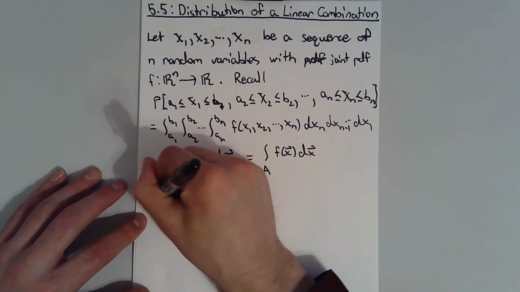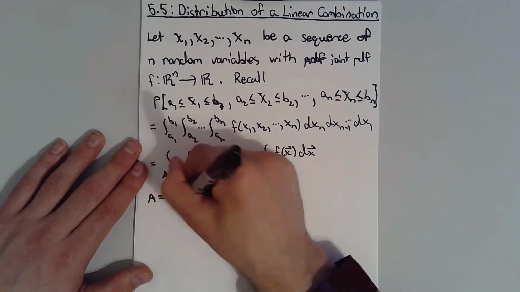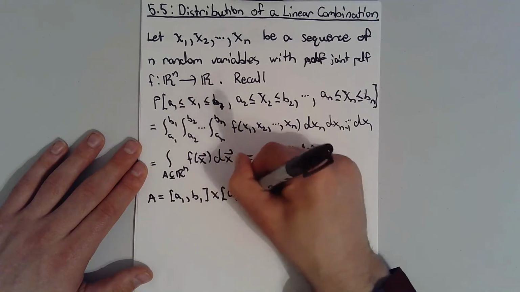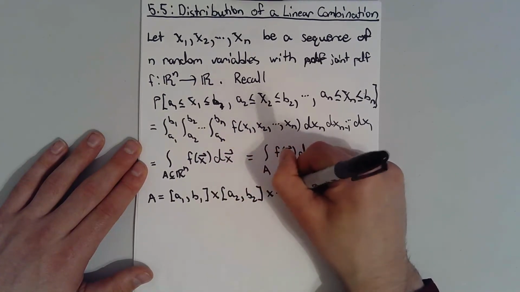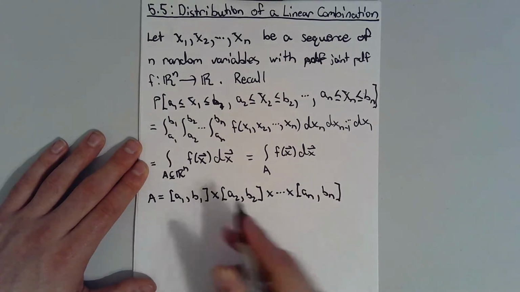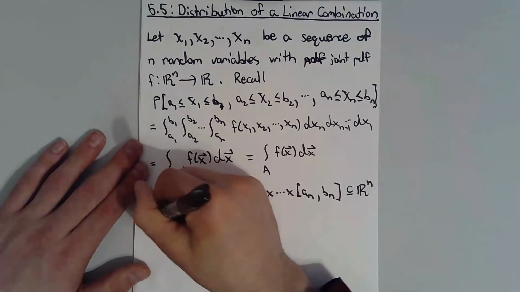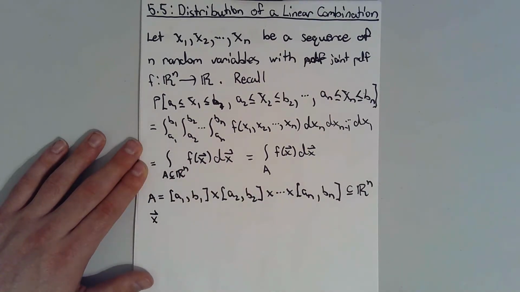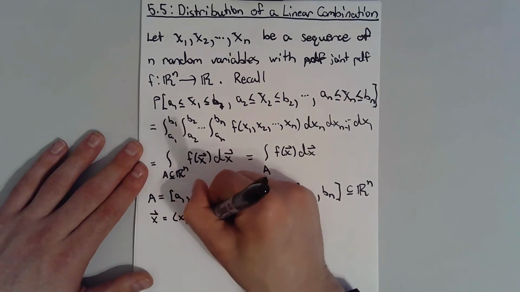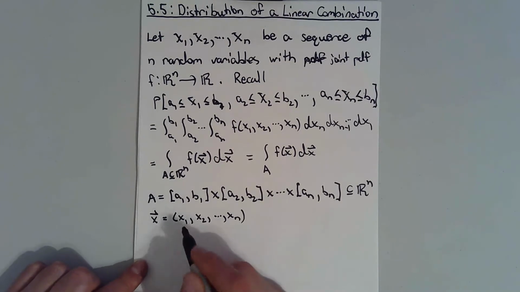In this particular case, A is given as follows. A is our rectangular region. The first component is the interval a1 to b1, cross a2 to b2, on through a_n to b_n, and this is a region that sits in R^n. We also have notation to represent x vector, so x arrow is denoted by the point or vector (x1, x2, ..., xn). This is a point which can also be interpreted as a vector that sits in R^n.